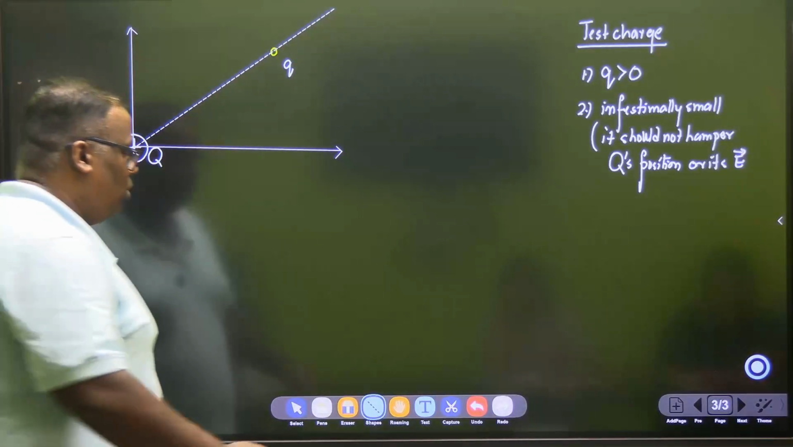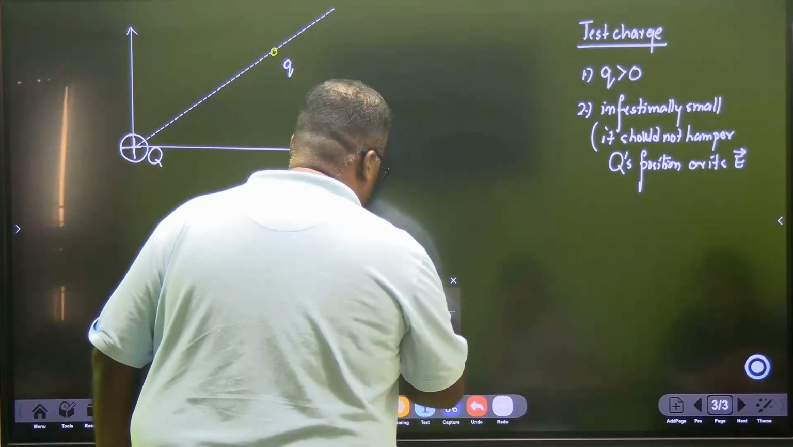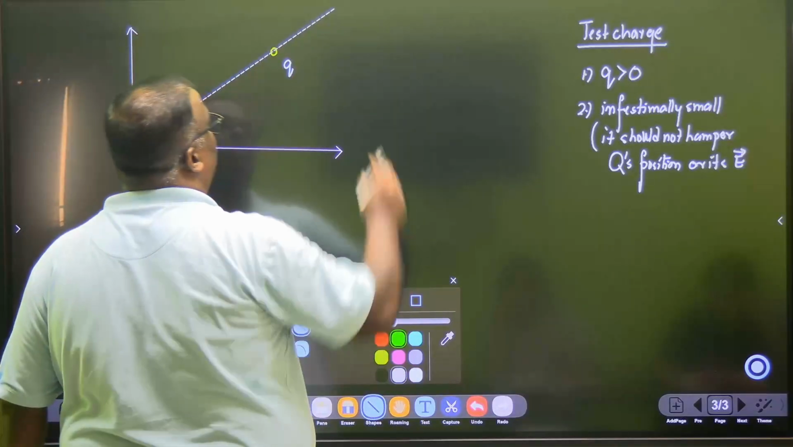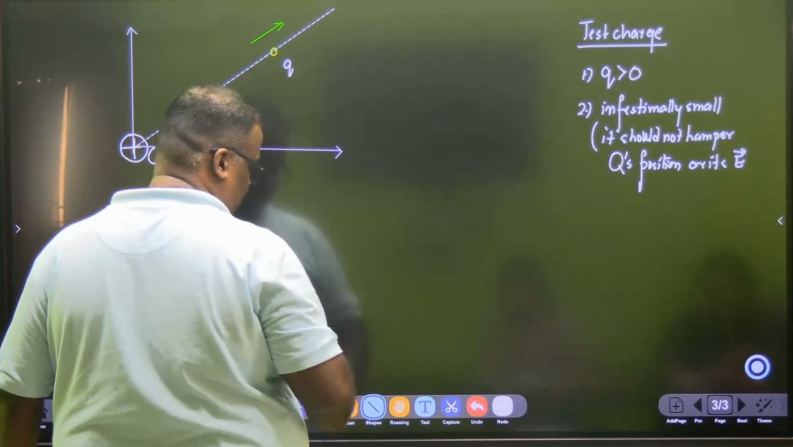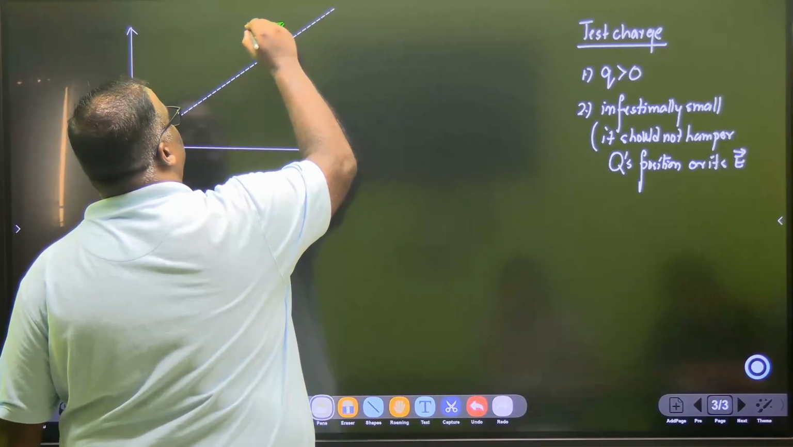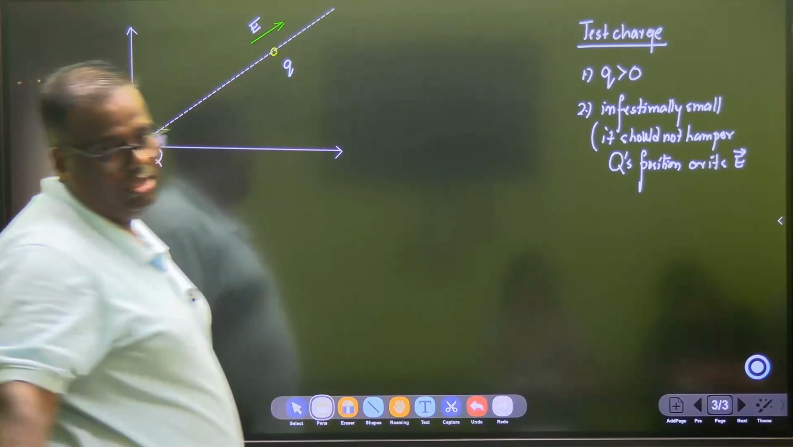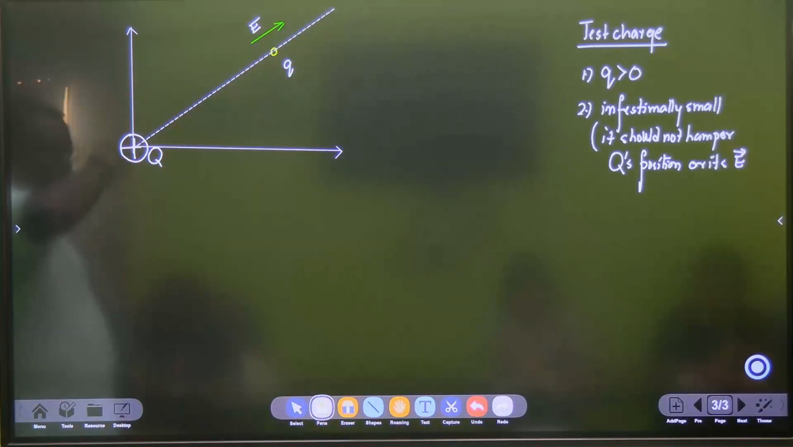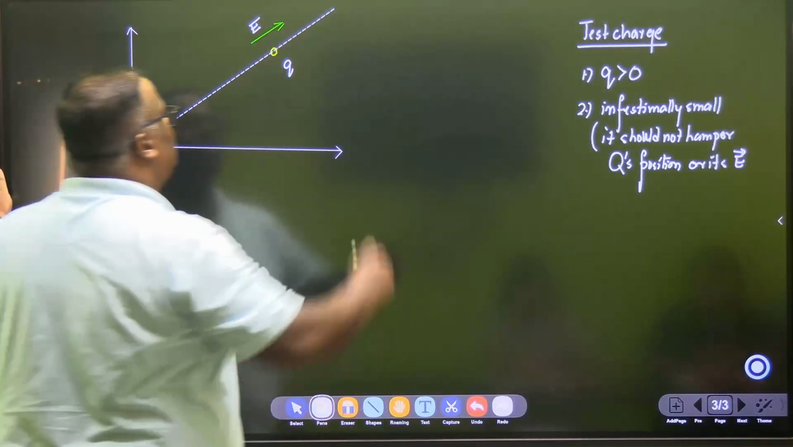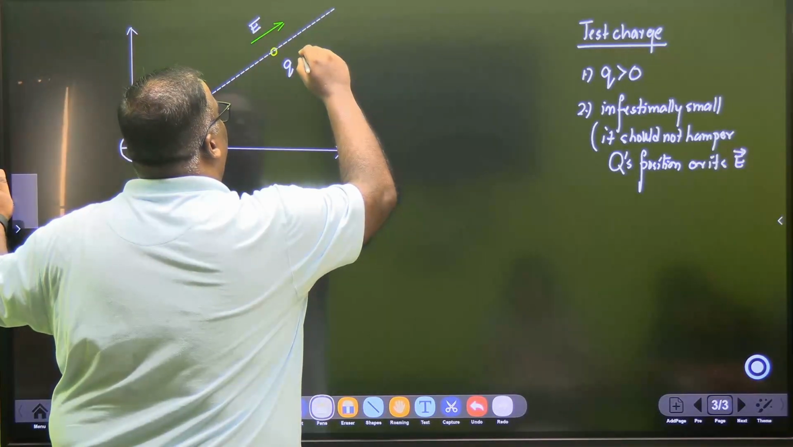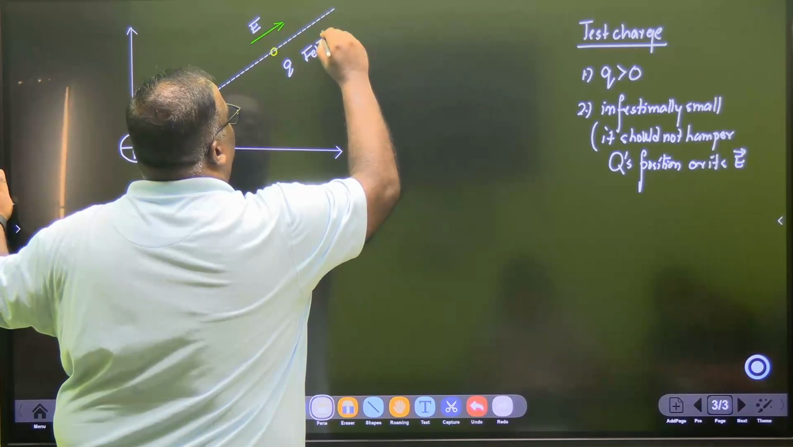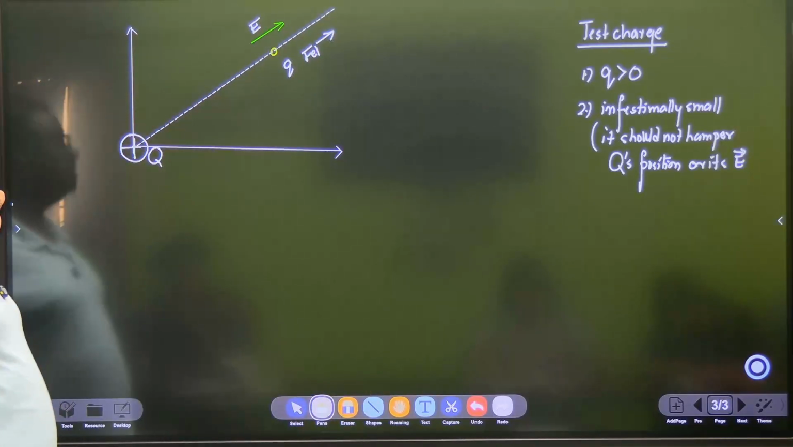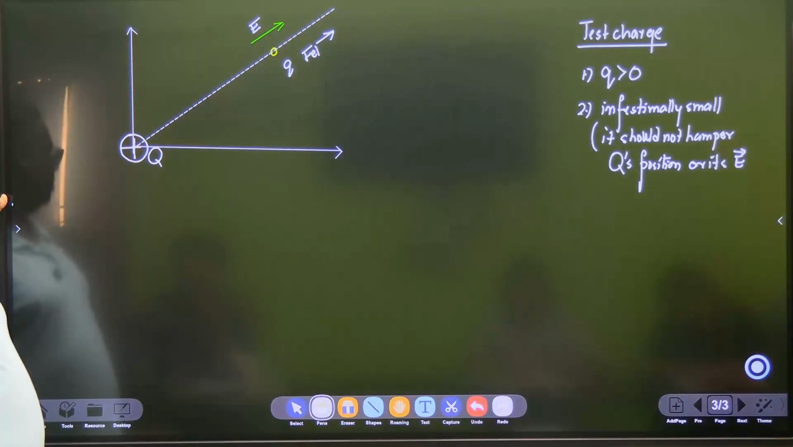Now, what is your analogy about the electric field? My electric field will always be in this direction. This is the direction of the electric field because it is a positive charge, right? As a result, the charge is going to face an electric force. There will be an F electric force, and it will also be in this direction because it is in the direction of the electric field.